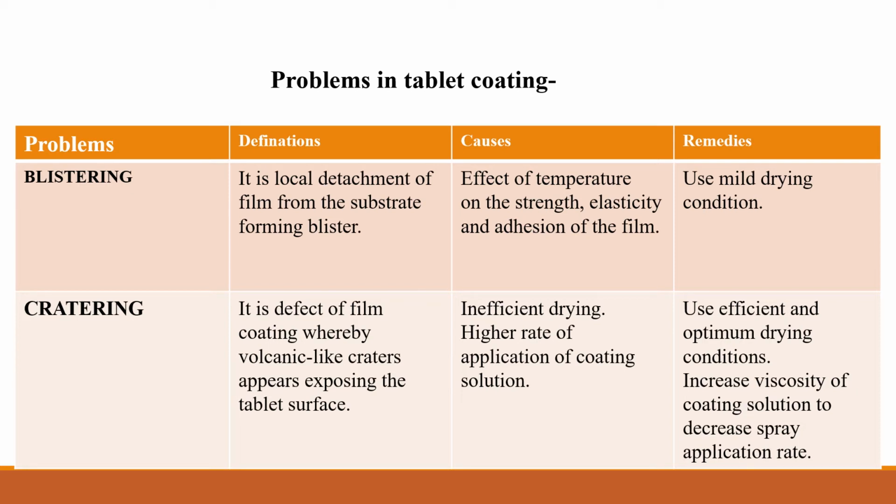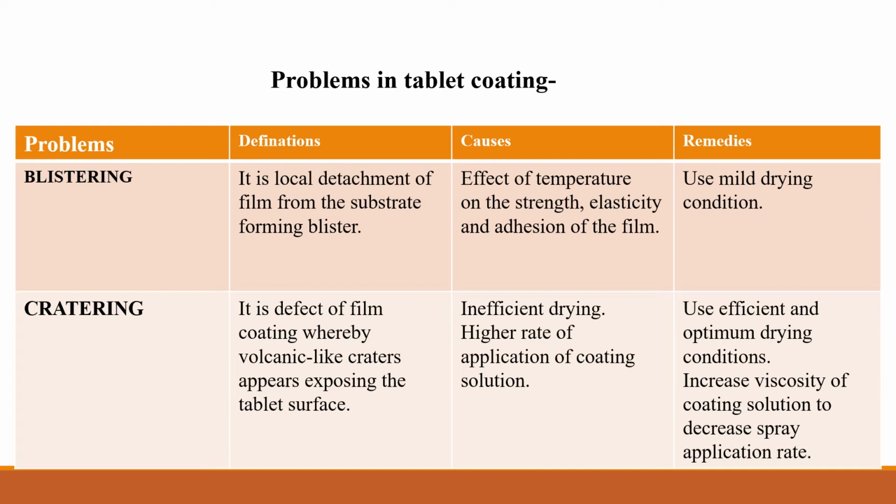So, what's blistering? It's the local detachment of film from the substrate forming a blister. So, what are the causes? First parameter is temperature, which affects the strength, elasticity and adhesion of the film. These remedies can be taken: you need to use some mild drying conditions.